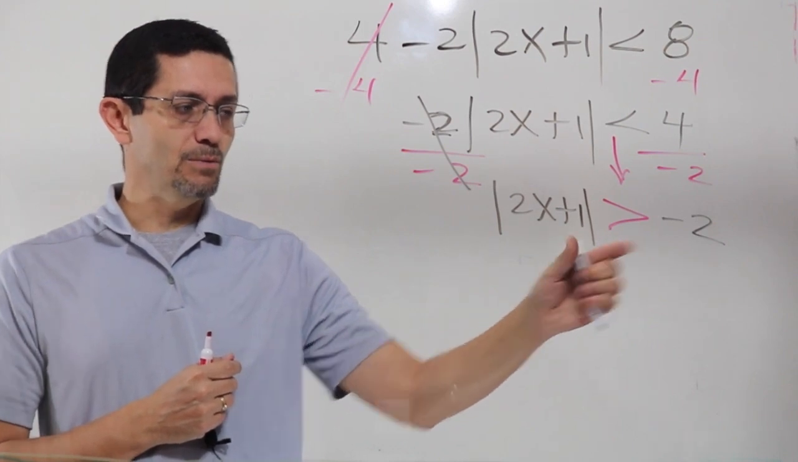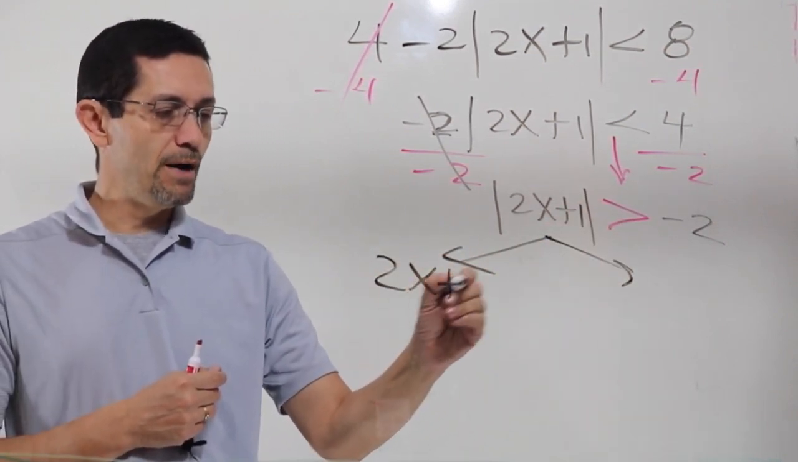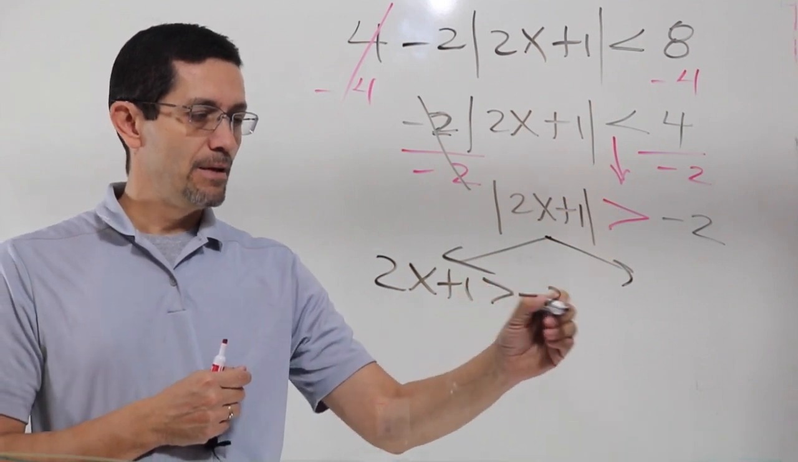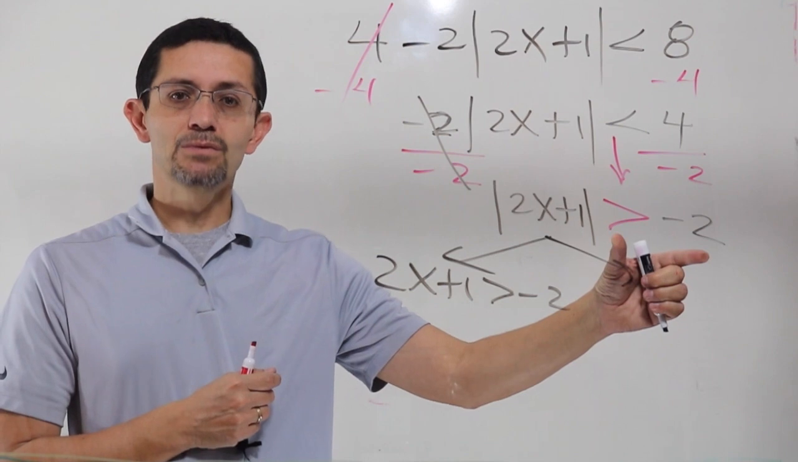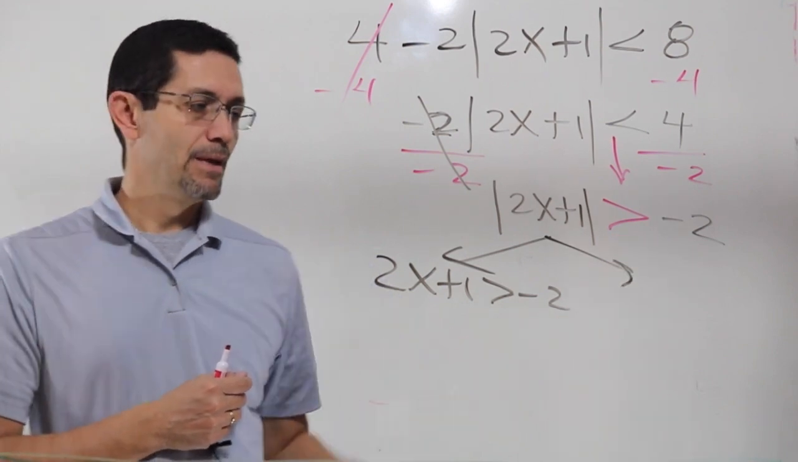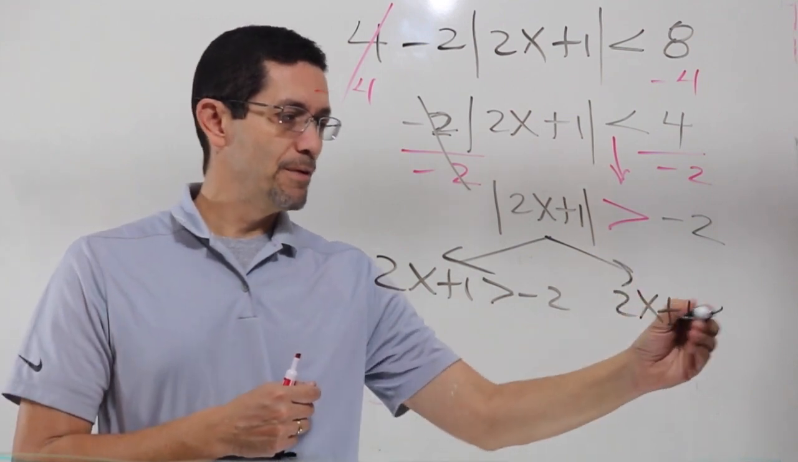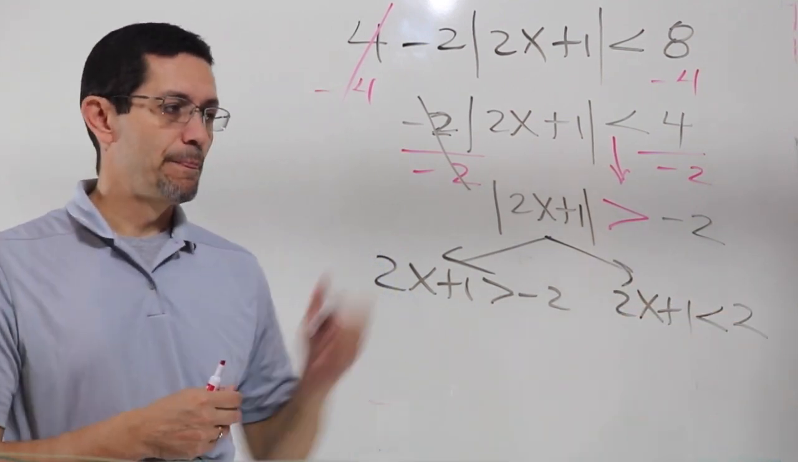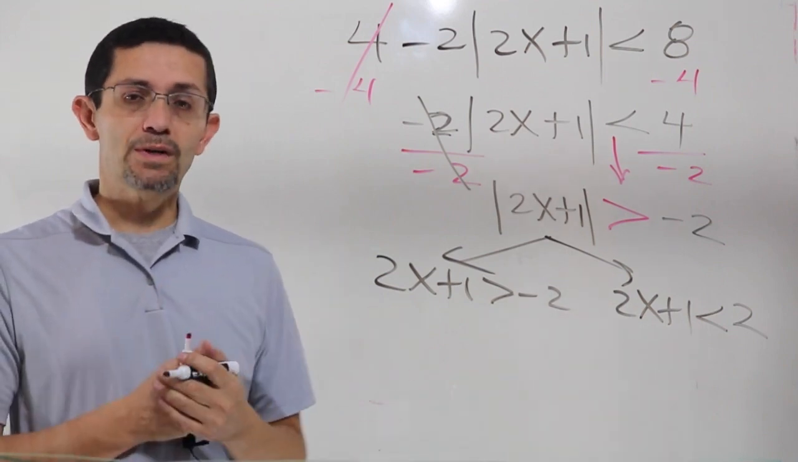The same thing. Remember, we bring this into two inequalities, and my first inequality is the same information. Nothing changes on the inside. Same symbol, same number. What's the second one? 2x plus 1, I flip and I change the sign. Okay? And we solve one at a time.